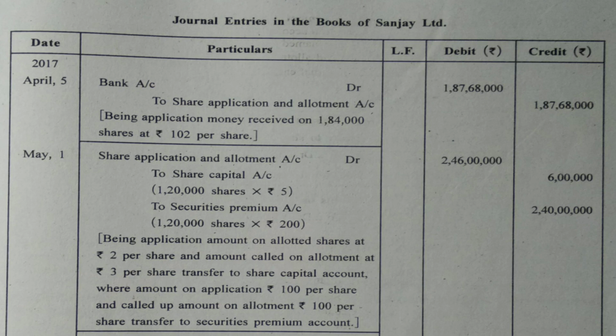The second journal entry is a combination of 2 journal entries. We are transferring the amount of application and also allotment money becomes due together. That is the reason the amount in journal entry number 1 and the amount in journal entry number 2 do not match, because the second journal entry is a combination of the transfer of application money and allotment money becoming due. Okay? Fine.